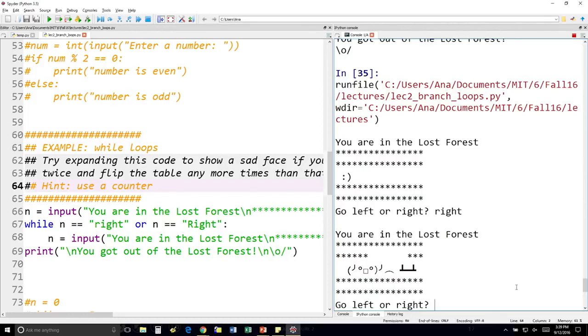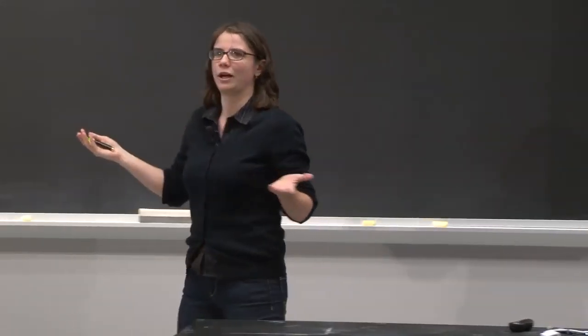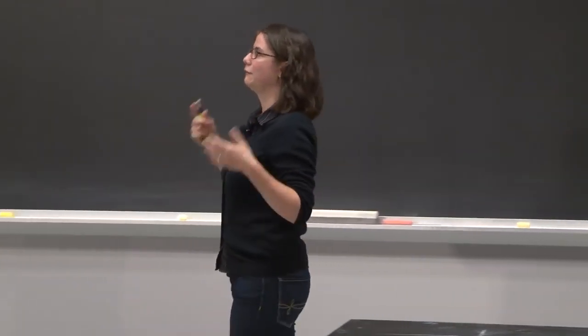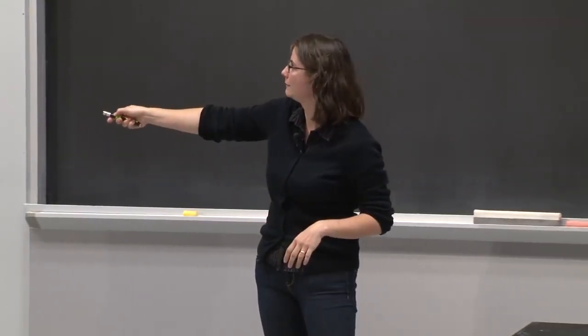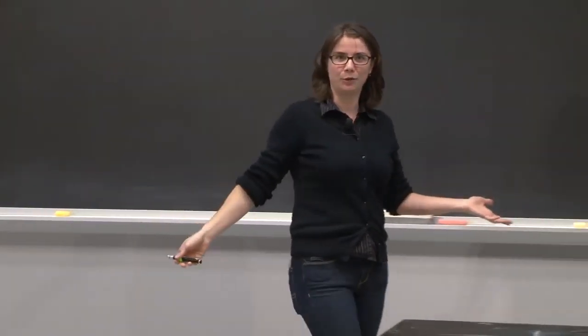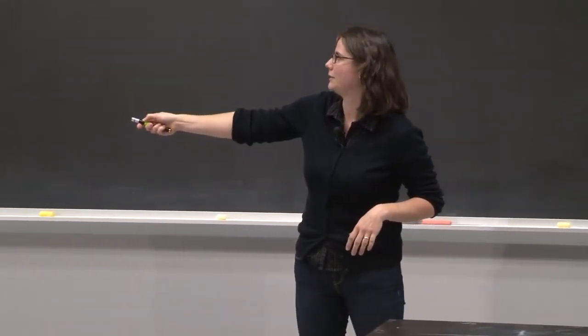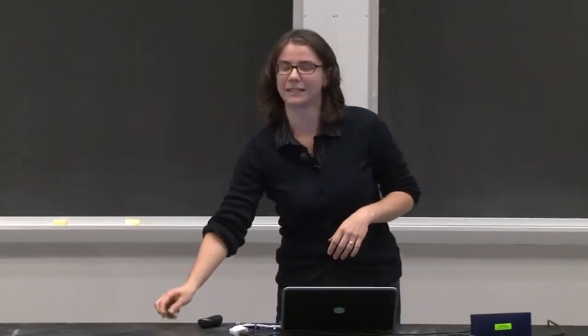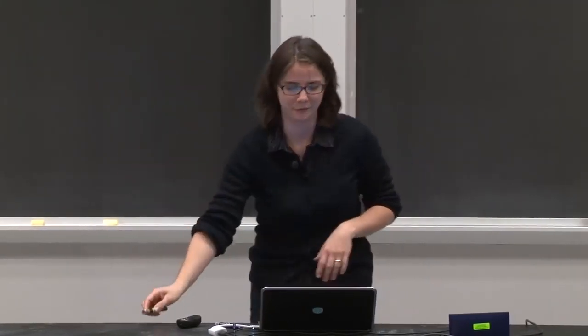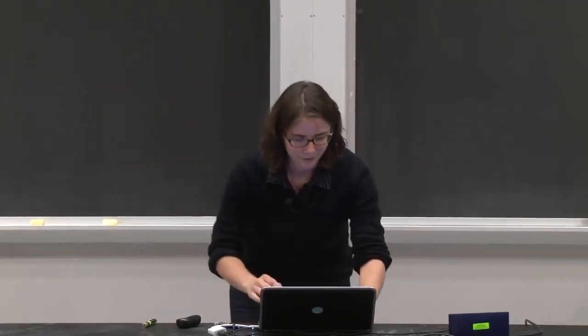So the expansion to this, if you want to try it out, I put this in the comments here, is try to use a counter. Okay? If the user types in right the first 2 times, just make that a sad face. But if the user types in more than 2 times, make them cut down some trees and build a table and flip it. Okay? That's a cute little expansion if you want to test yourself to make sure you're getting loops.